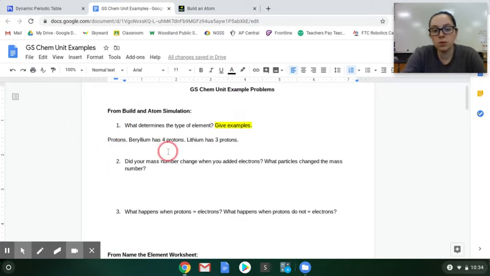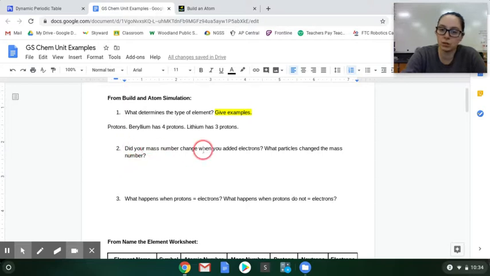Okay, so did your mass number change when you added electrons? What particles changed the mass number? Just the way this question is written, you should be able to tell that electrons are most likely not the thing that changes the mass, because I asked you a separate question. There are 2 questions in this one thing. That means you have to make sure you answer both of them. Okay, so let's double check here. My question is, did your mass number change when you added electrons?